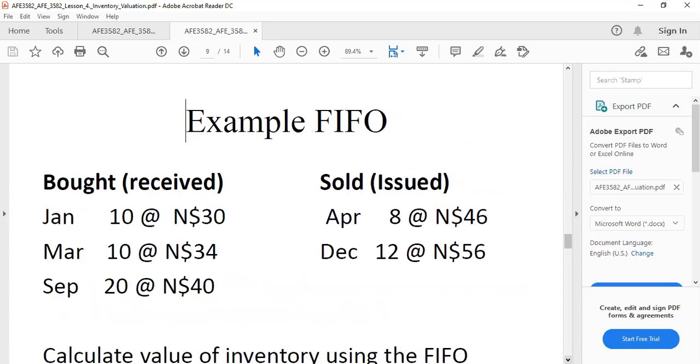And then we move on. Okay, we have an example of FIFO here. So I'm just going to explain all the methods, and then we can do the calculations together for all three methods.